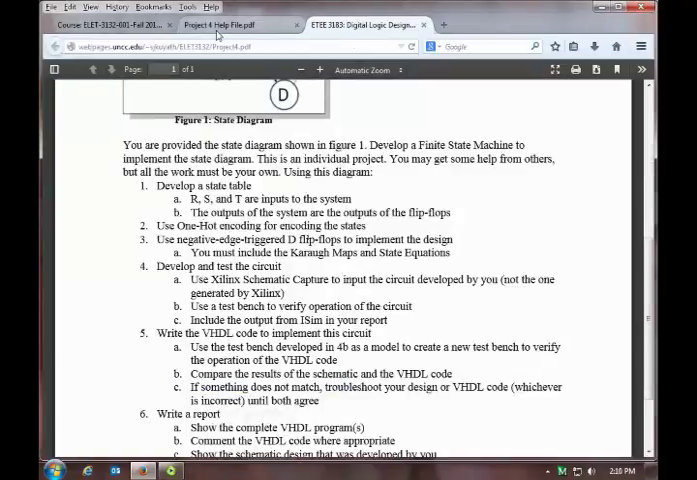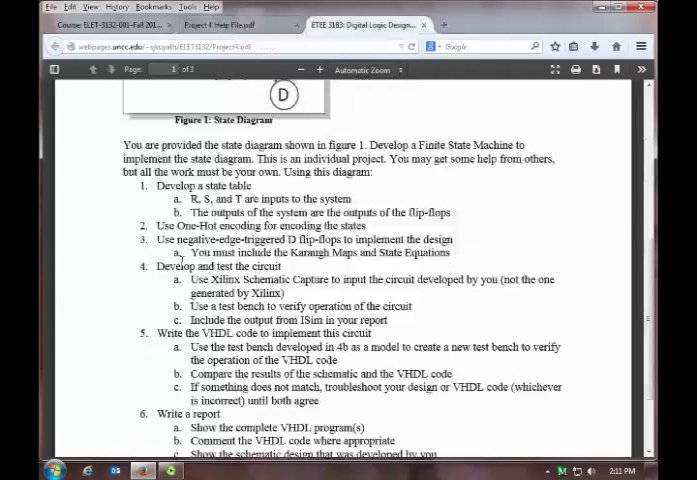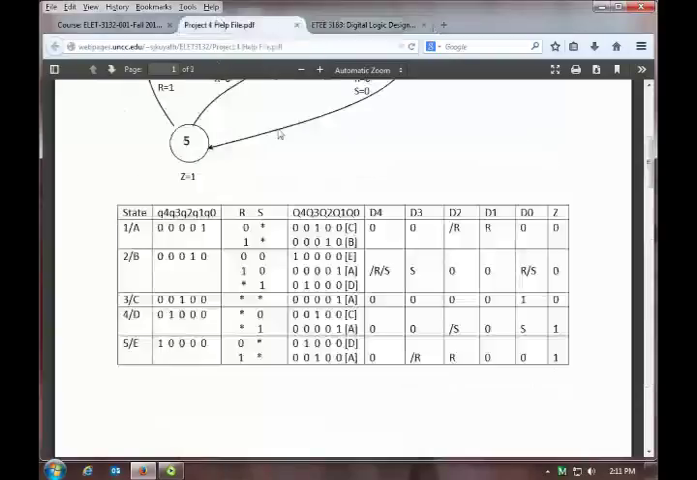Use one-hot encoding. This is one-hot encoding when there's only one flip-flop high at a time. Use negative edge trigger D flip-flops to implement the design. Well, this is because, and this kind of sucks, but you got to do it twice.